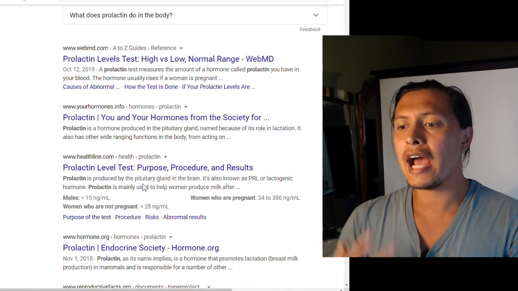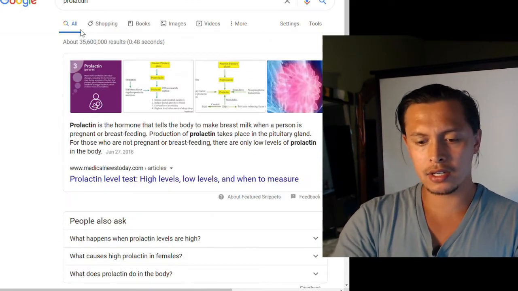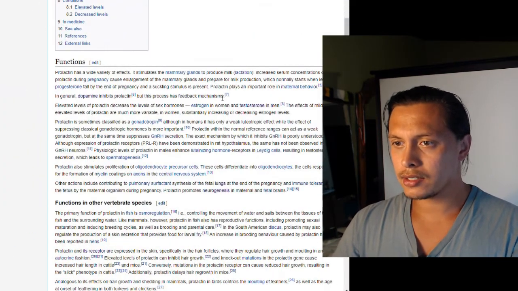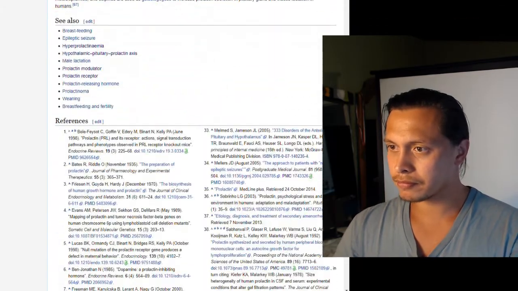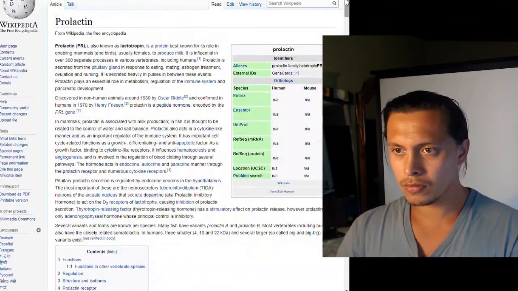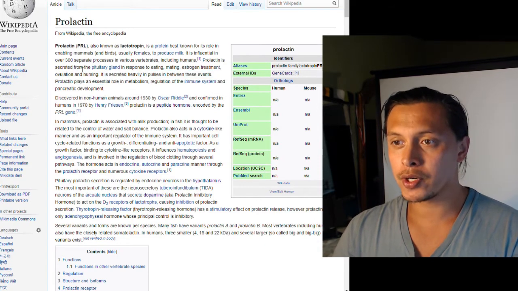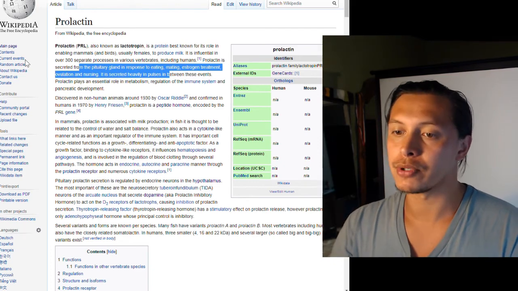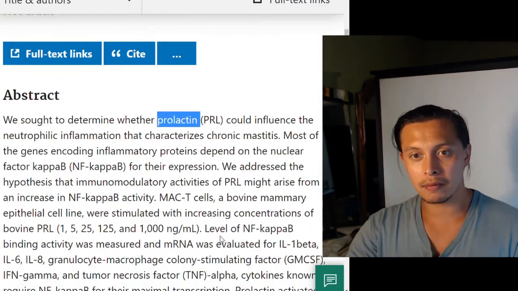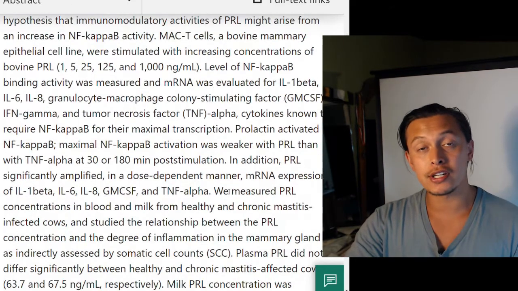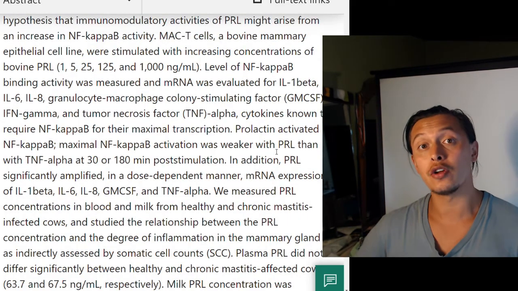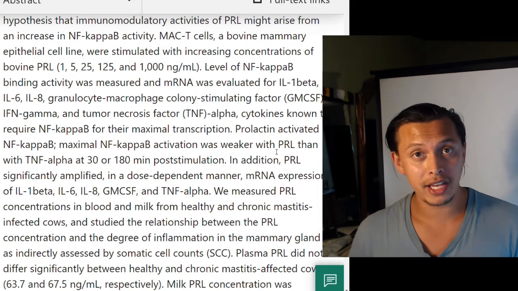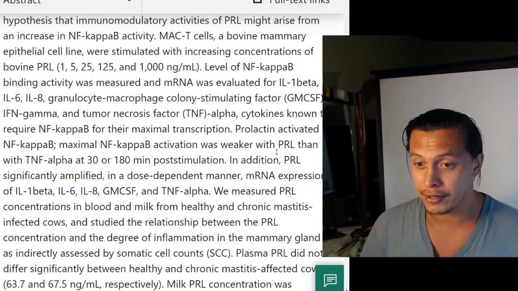Now, what I'll have to go back to is looking to see if prolactin can be produced at the location. So prolactin Wikipedia, and let's see if prolactin is secreted from the pituitary gland. So it appears as though it's only coming from one location predominantly. So going back to this, it appears as though the bovines or the cows did not have elevated prolactin in their blood serum, but they did have elevated prolactin in the inflamed tissue. At least that's what it appears to be.